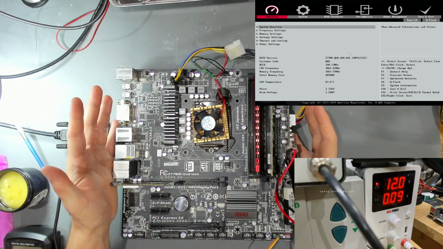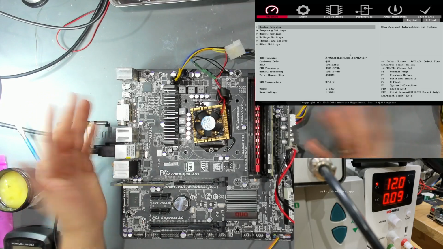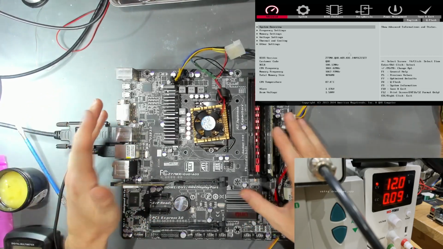I hope you enjoyed this repair. I hope you learned something. In this case, again, something about physical damage and how that can instantly ruin your boot up sequence.